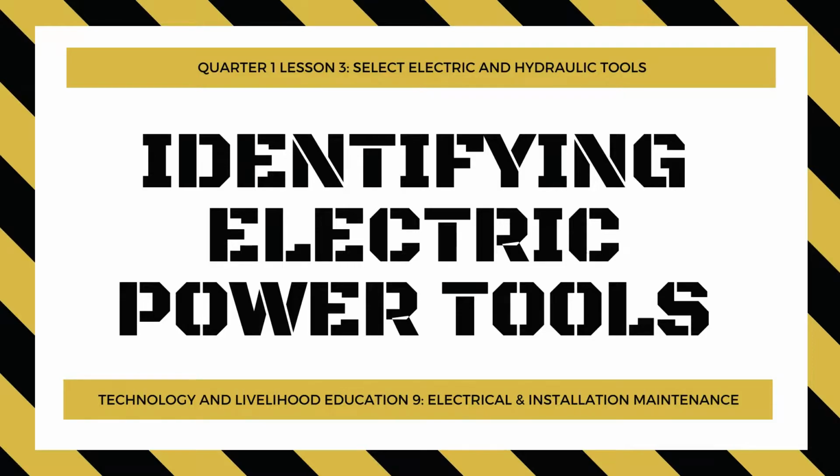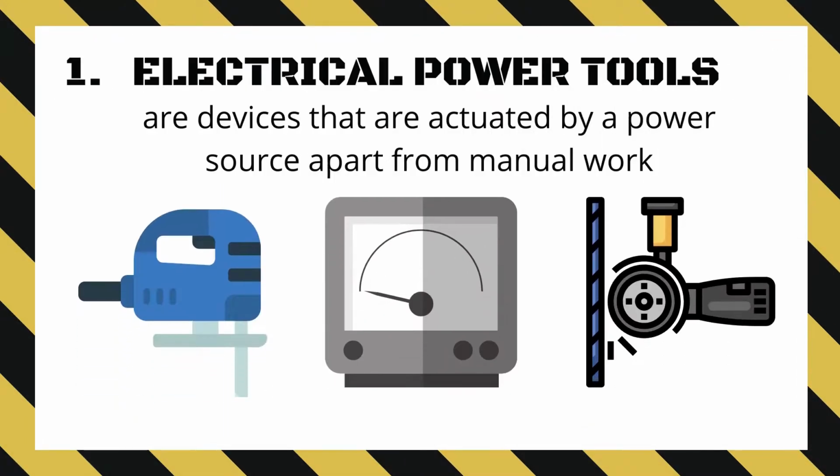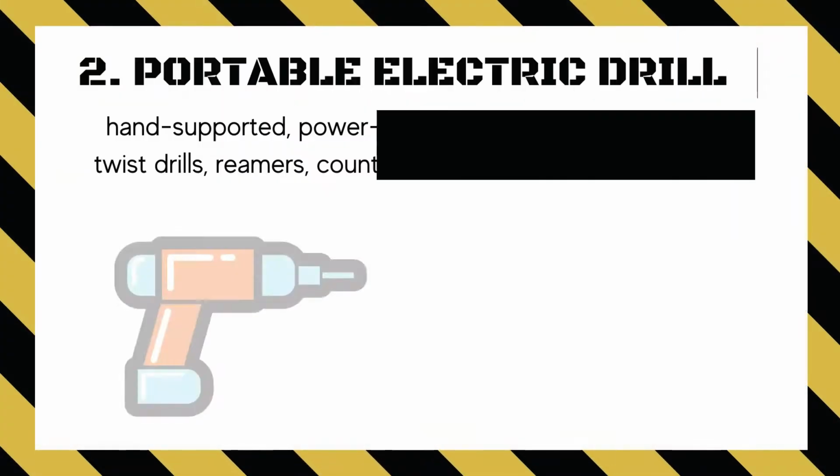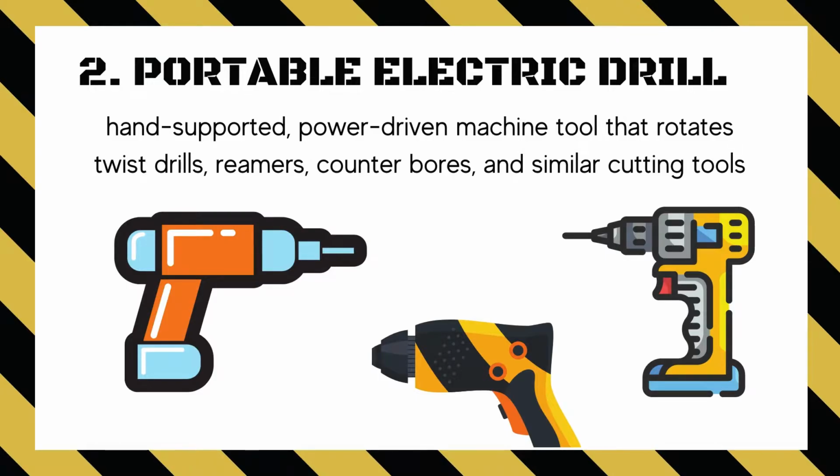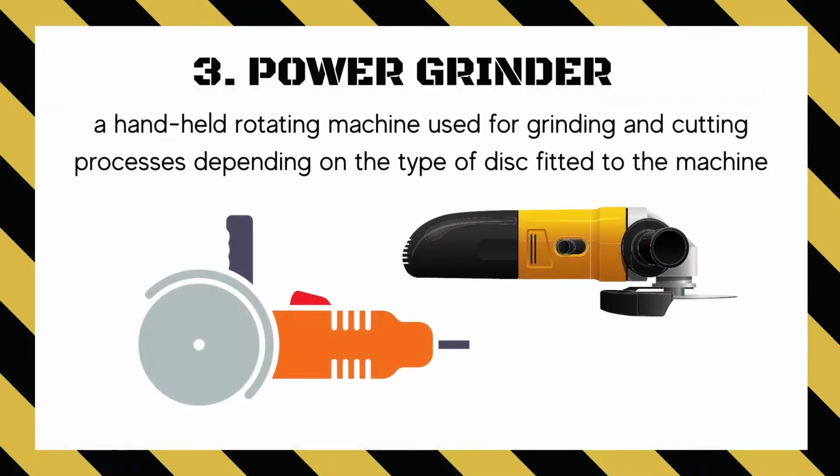Now, let us identify electrical power tools. One, electrical power tools are devices that are actuated by a power source apart from manual work. Portable electric drill is a hand-supported, power-driven machine tool that rotates twist drills, reamers, counter bores, and similar cutting tools. 3. Power grinder is a handheld rotating machine used for grinding and cutting processes depending on the type of disc fitted to the machine.